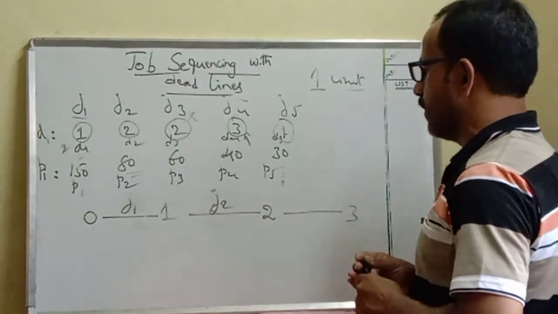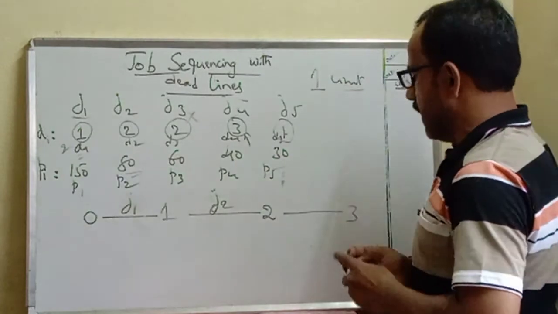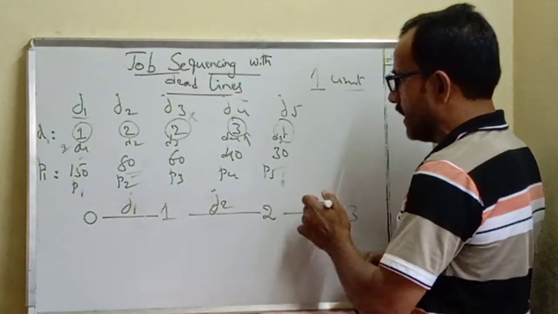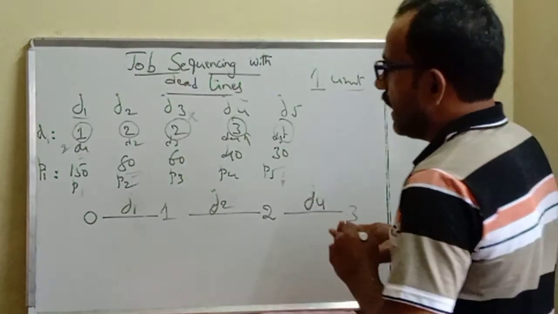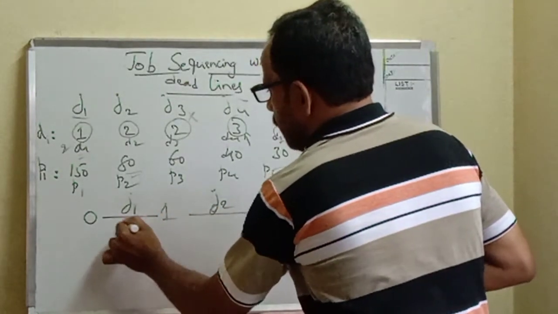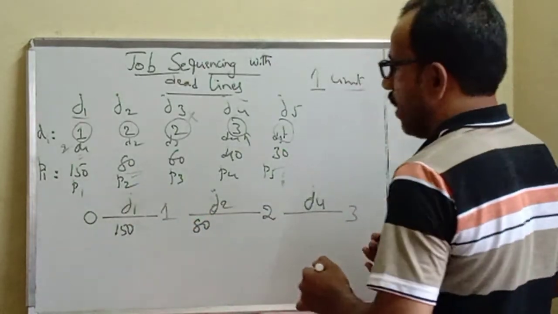And then go to J4. Next maximum profit job is J4. What is the J4 deadline? J4 deadline is 3. Then the third slot, the last slot, is 3. Then I can execute J4 here. I am also writing the profits here. If you execute job J1 here, then I get profit 150. J2, I get profit as 80.